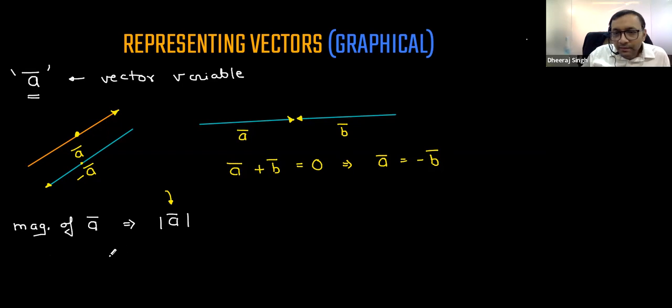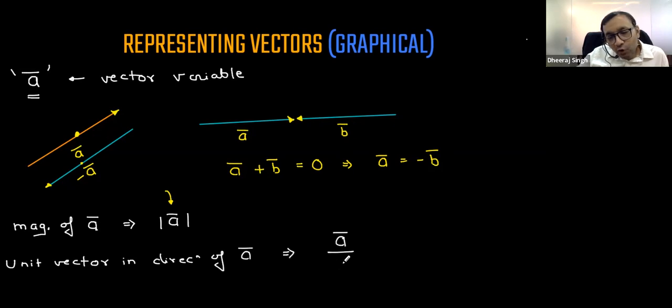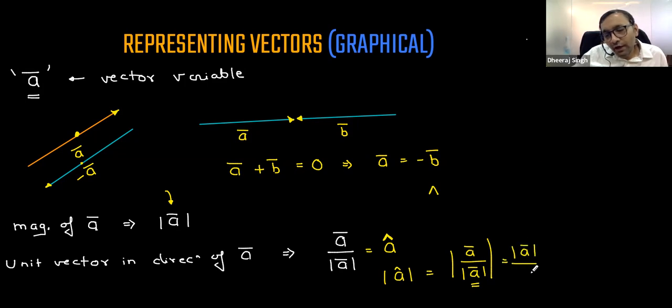Now, suppose I want to find out a unit vector in the direction of A. How will you find it out? We will divide vector A by its own magnitude, like that. This is a unit vector. When you put a cap on top of A like this, it means that you're talking about a unit vector. All right. So the mod of a unit vector is the mod of this entire thing. Mod of A is mod A only. So mod A by mod A, which is 1. So the magnitude of the unit vector is 1.